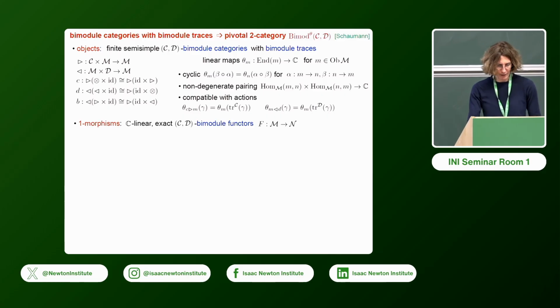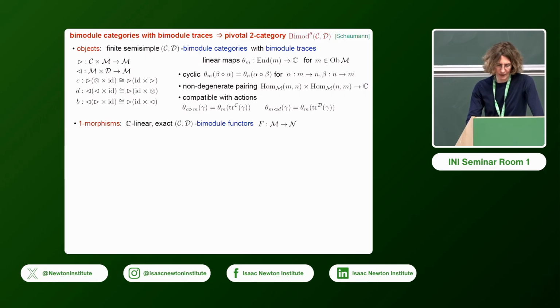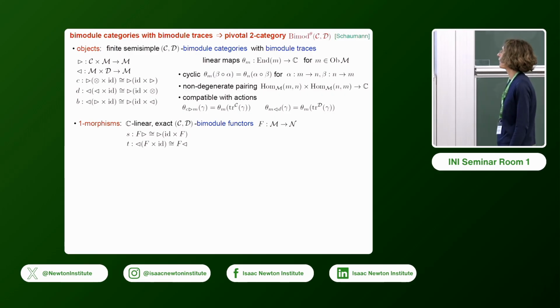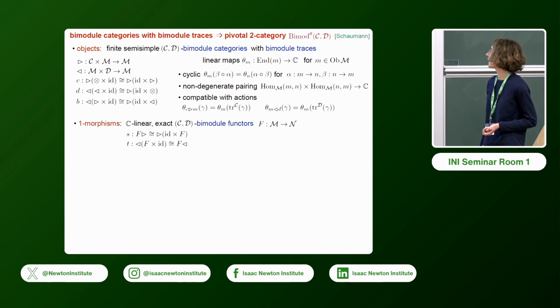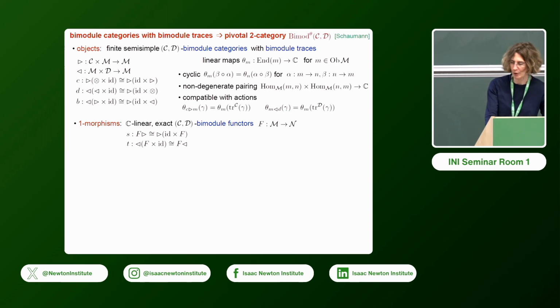Okay, the 1-morphisms are C-linear, exact (that's automatic in this case), C-D bimodule functors. So that's a functor equipped with 2 coherence isomorphisms. One that tells me it doesn't matter if I first act on the left and then apply the functor, or if I first apply the functor and then act. And another one, T, that does the same for the right action.